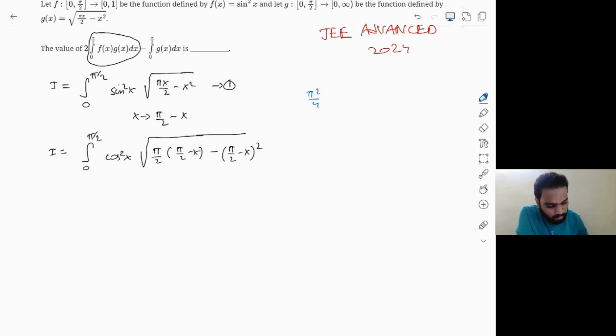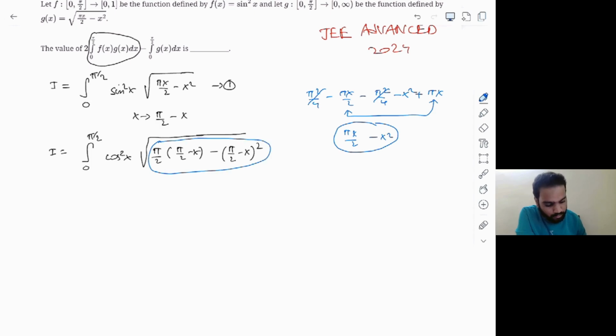This is pi square by 4 minus pi x by 2. Minus of (pi by 2 minus x) whole square would be obviously pi square by 4 minus x square plus 2 into pi by 2 into x, that is pi x. So clearly these terms will be cancelled out, and once again pi x minus pi x by 2 will be nothing but pi x by 2 minus x square. So on resolving this entire part, you get pi x by 2 minus x square.